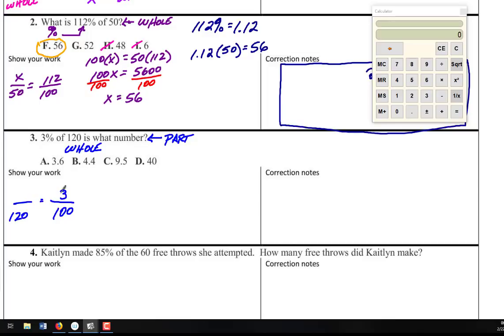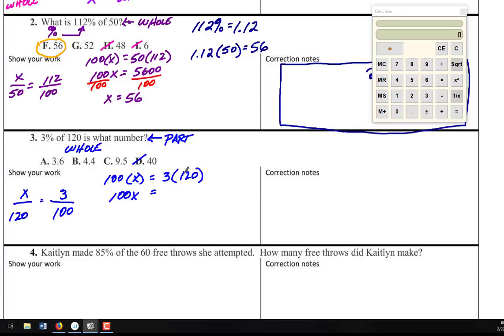3%, we know our number's pretty small. In fact, D is too big a number. D is way too big a number, and we'll see that when we get to our actual answer. All right, so let's do our cross products. 100 times x equals 3 times 120.